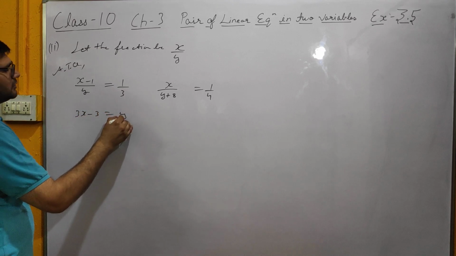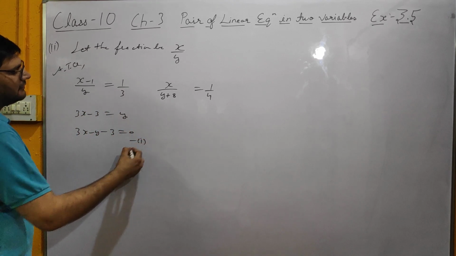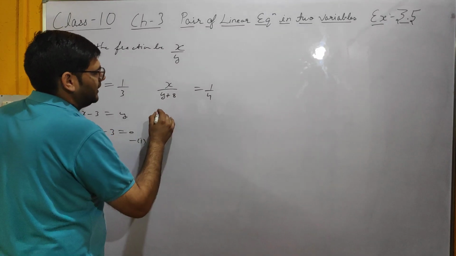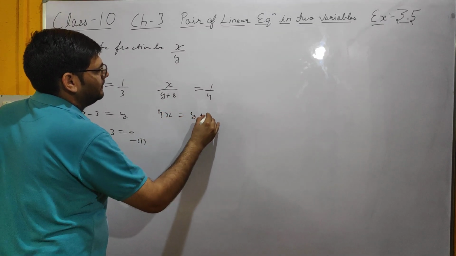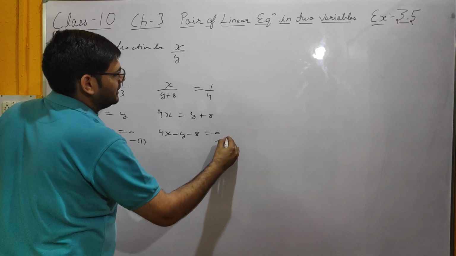3x minus 3 equals y. 3x minus y minus 3 equals 0. This is our first equation. Cross multiply: 4x equals y plus 8. 4x minus y minus 8 equals 0. This is our second equation.